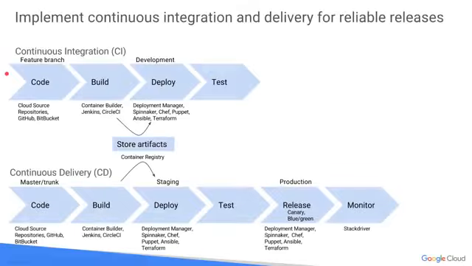Continuous integration is a developer workflow in which developers frequently pull from the master and commit their changes into a feature branch in a source code repository such as cloud source repositories or GitHub. This commit triggers a build in a build system such as Jenkins or CircleCI.